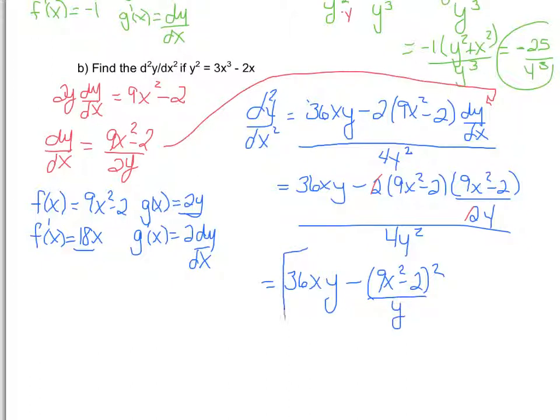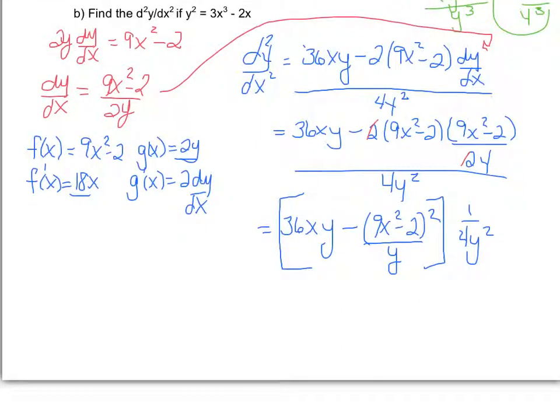So just like before, I'm going to say this whole thing is being multiplied by 1 over 4y squared, and then I can distribute it in. Doing that is my next step. I get 36xy over 4y squared minus (9x squared minus 2) squared all over 4y cubed.